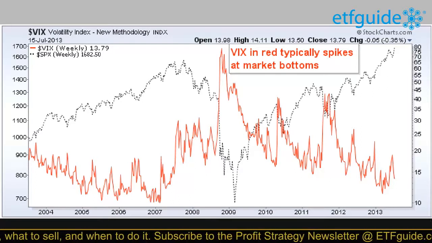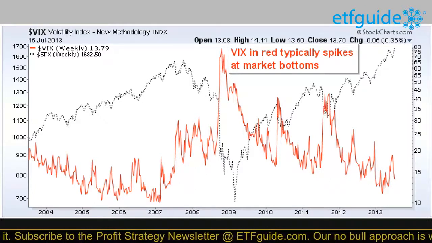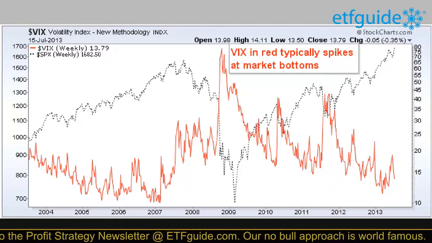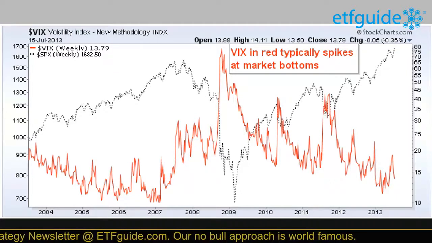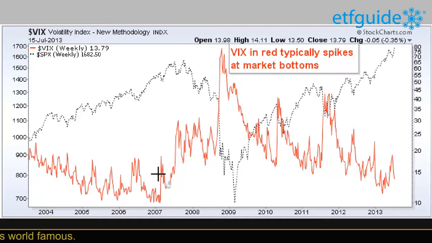The VIX typically performs opposite of the S&P 500, bottoming when the markets are topping and topping when the markets are bottoming, since increased volatility is typically associated with downside moves. This is shown in my first chart on the screen, which is a typical long-term chart of the VIX compared to the S&P 500. Notice that in red, the VIX typically spikes as the S&P 500 in black is bottoming.